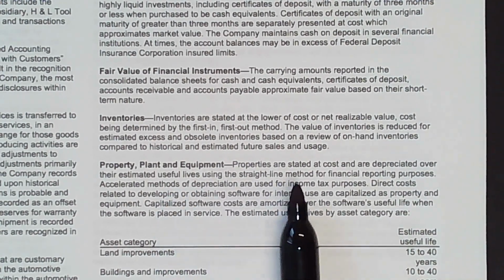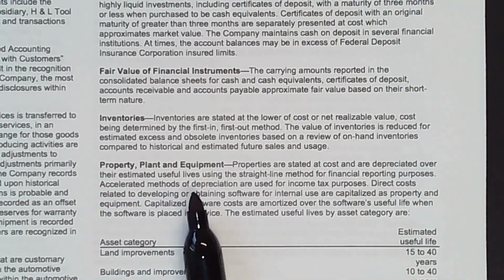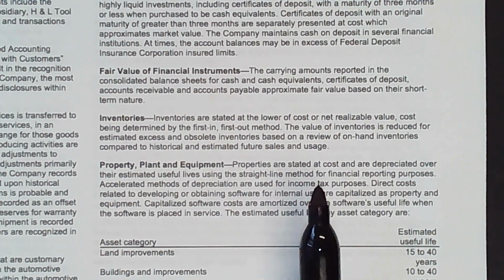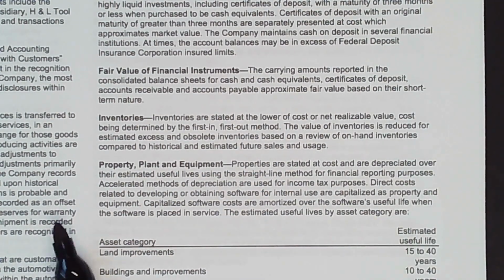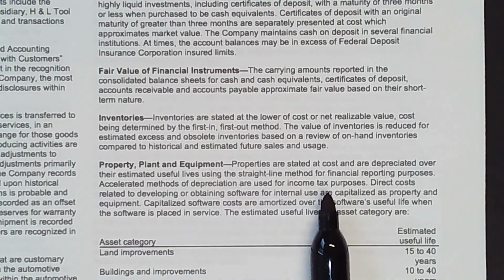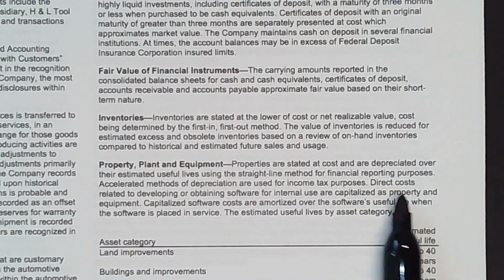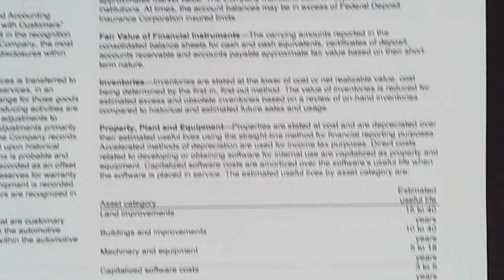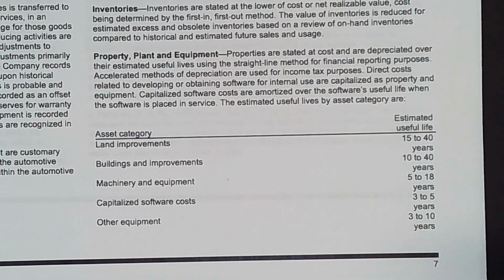So property, plant, and equipment, they're stated at cost and are depreciated. What the heck does that mean? Over the estimated useful life using the straight line method for financial reporting purposes. And then there's some other additional discussion around software costs, how they're doing this for income tax purposes. They use a different method for income tax purposes versus financial reporting. That's important. And then how do they capitalize certain things, etc. And then here are the different categories: land improvements, building. This is their estimated useful life, the range of estimated useful lives.